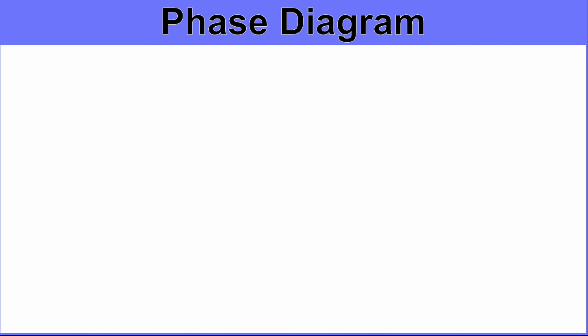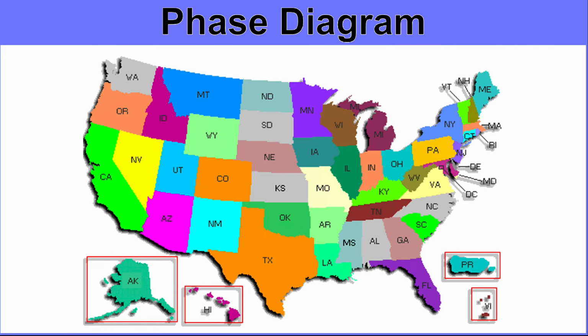A phase is just another term for solid, liquid, or gas, right? Plus diagram, which is a picture. So a phase diagram is like a map. It tells us which state or states of matter exist for a given set of temperature and pressure conditions.